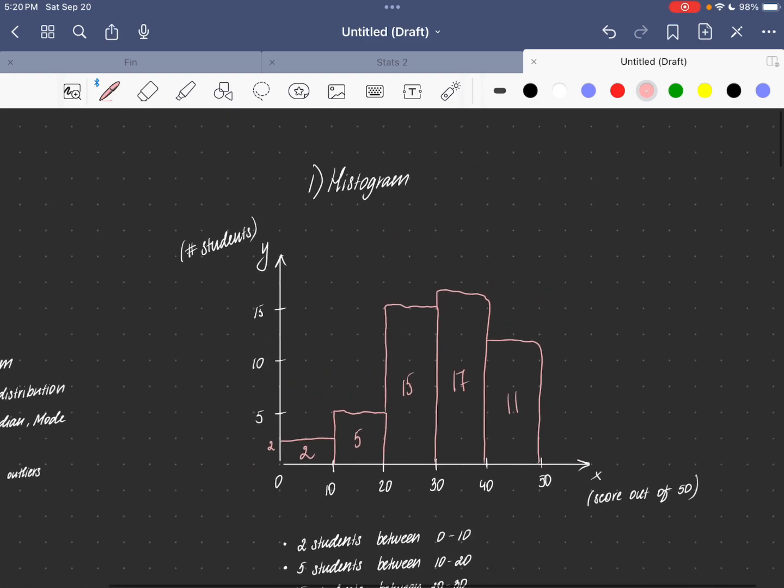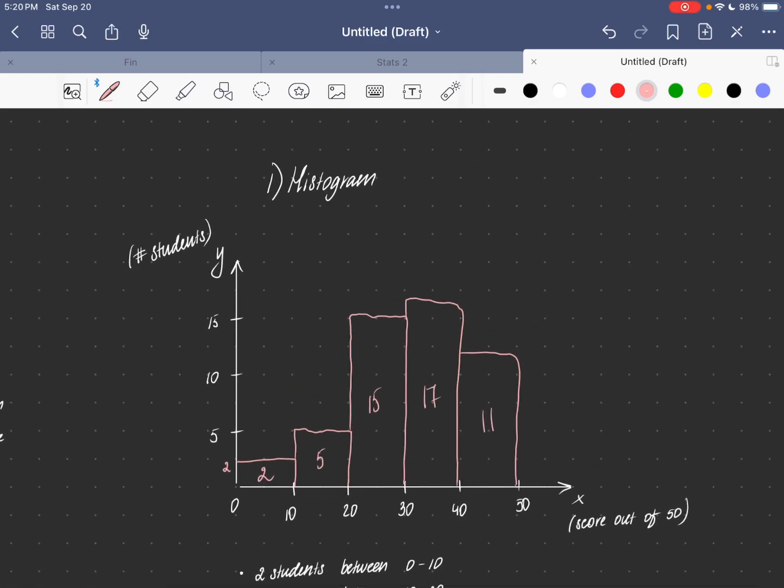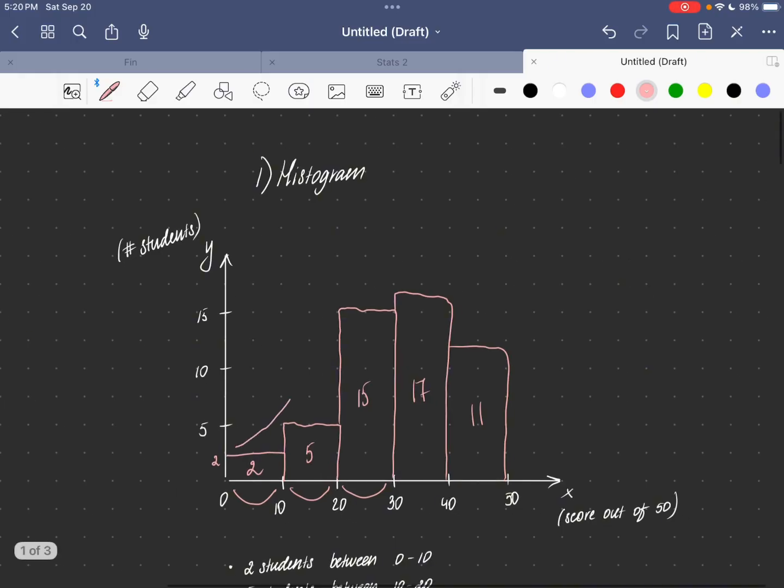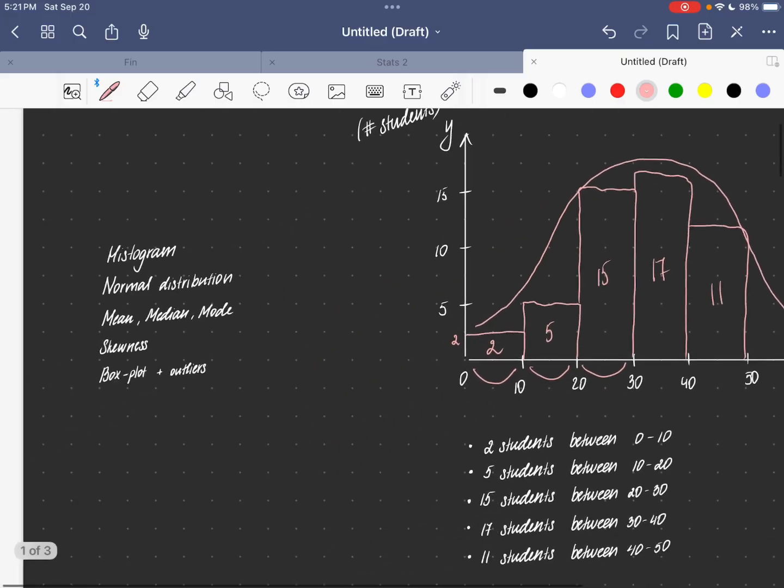So this is what we typically call a histogram. A histogram basically shows you how many people or how many observations were between certain values. So right here I have 2 between 0 and 10, 5 between 10 and 20, 15 between 20 and 30, and so on and so forth. A histogram really allows you to see the shape of the distribution. In this case, we can see that the distribution looks like this if we were to even it out. To help us even it out, we're going to increase our sample size.